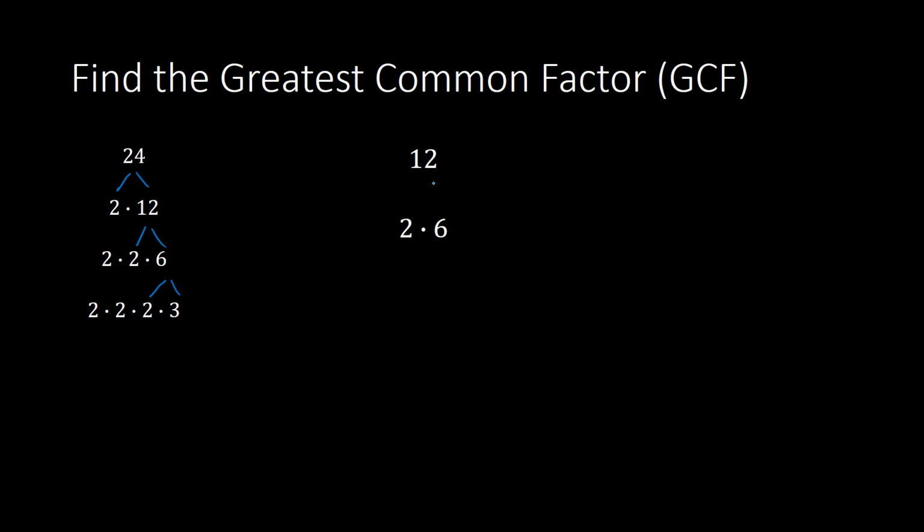And the 12, same thing. 12 is 2 times 6. 6, you can break that apart further to get 2 times 3. So to find the greatest common factor, we see what factors they have in common. Well, they both have a 2 in common. They have another 2 in common. And they both have a 3 in common. So my greatest common factor is a product of each of those common factors. So 2 times 2 times 3, which would give me 12. So my GCF would be 12.